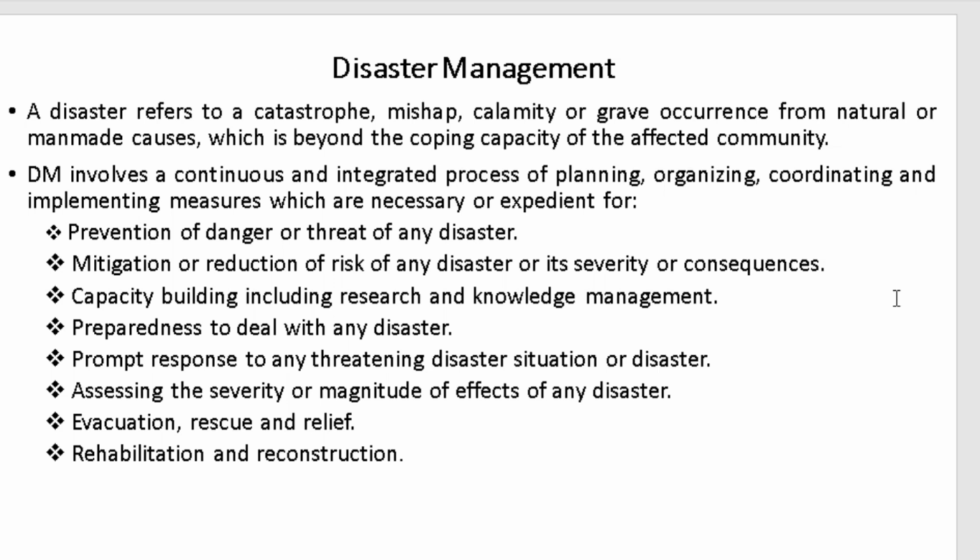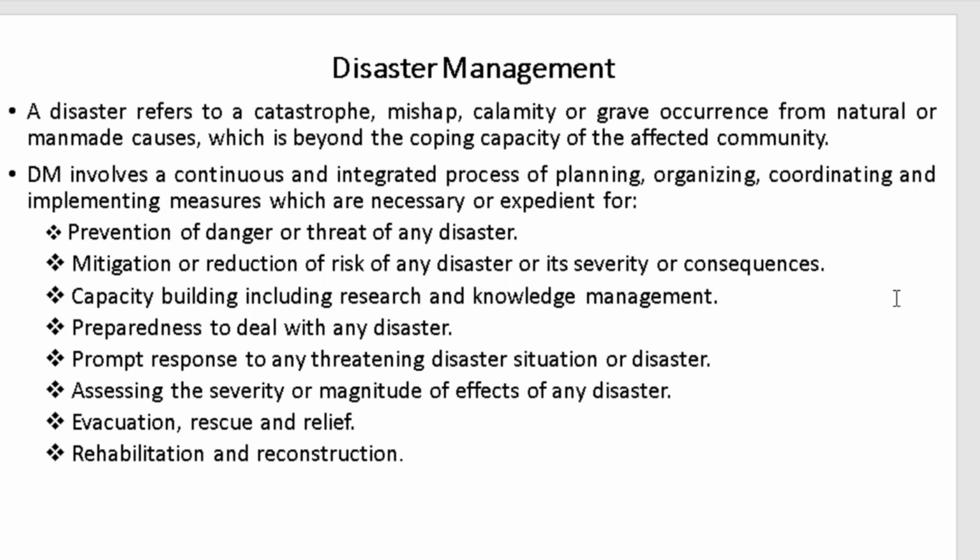Next is mitigation or reduction of the risk of any disaster or its severity or consequences. If you are building a house at a place which is always affected by landslides, earthquakes and so on, you can reduce the severity of the damage by building the house at a different place. Next is capacity building, including research and knowledge development. For example, Japan is most probably affected by earthquakes. Now they have done much research and developed their knowledge. They have added some extra innovations into their buildings and structures so that they can prevent their buildings from collapsing.